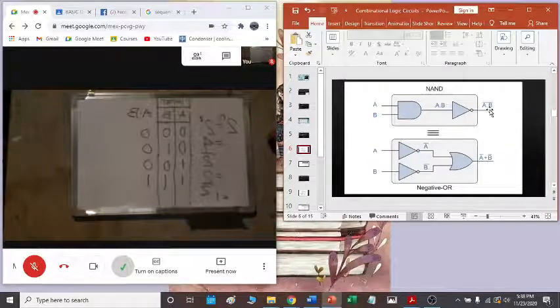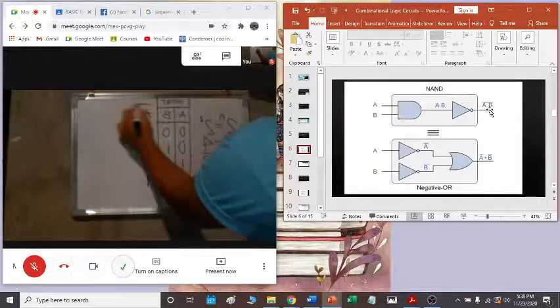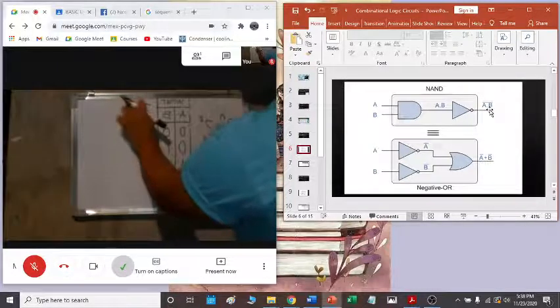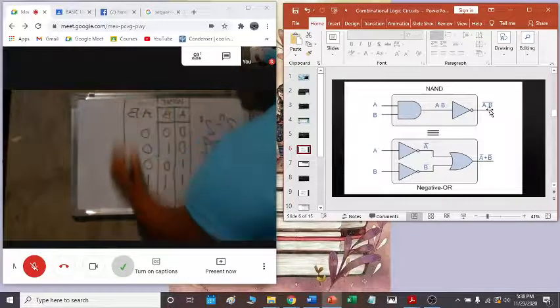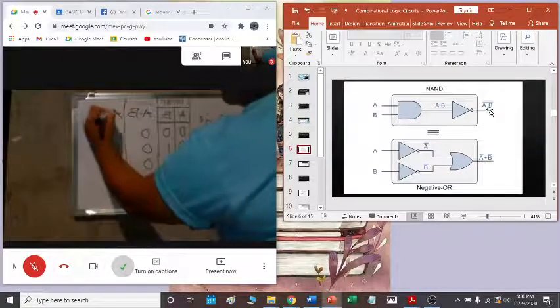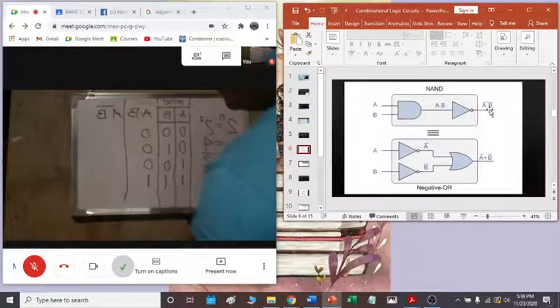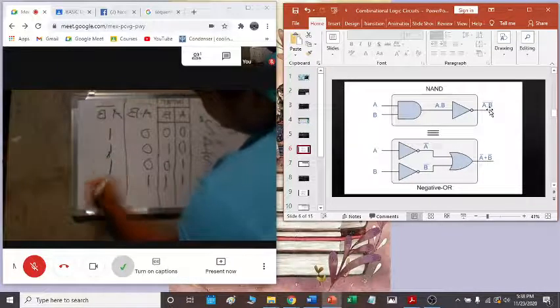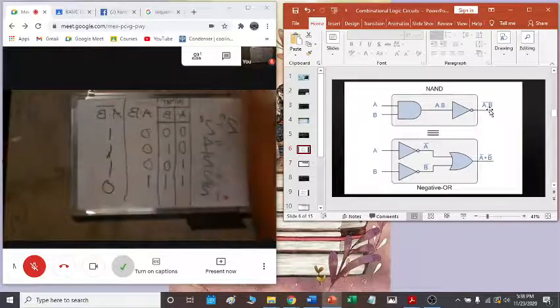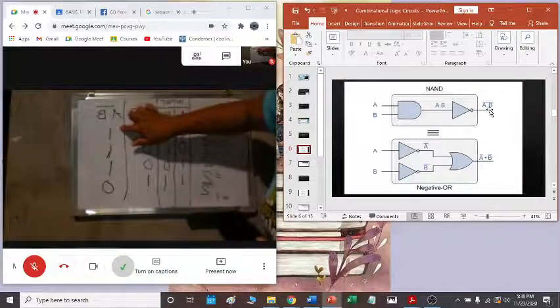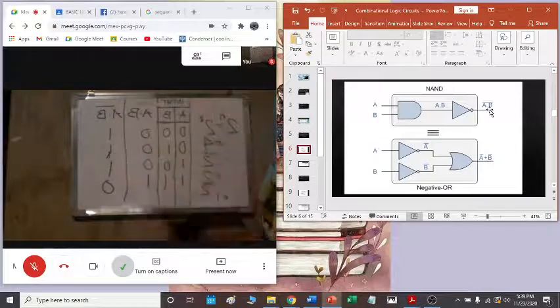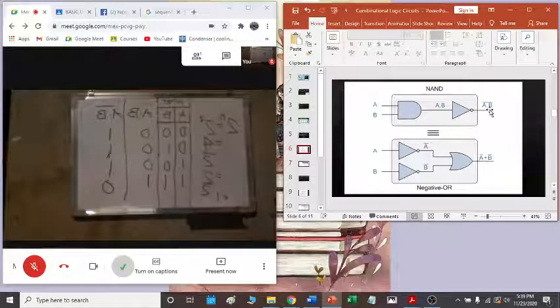Then we invert it to make it a NAND. So the 0 becomes 1, and the 1 becomes 0. So the output of A times B bar is 1110. So how does it equal our negative 4?